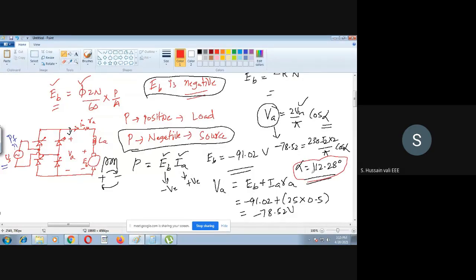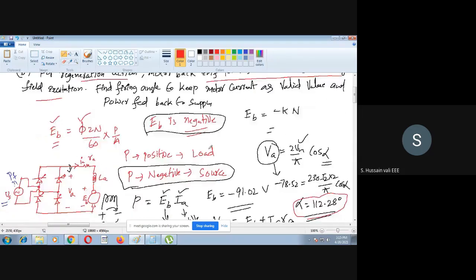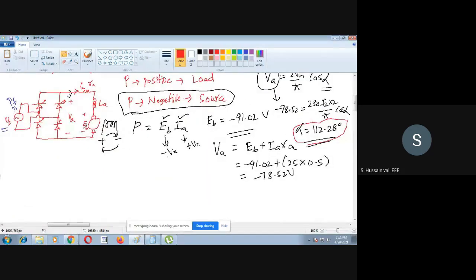Now what is the next question he's asking in that only? He's asking power fed back to supply. So how much power is being fed back to supply? Now I said that this is acting as a generator. So if it is acting as a generator, then this generator has to give the supply back to your source. How to find out how much supply it is going back to source is very simple: first we will find out how much power is generated here.